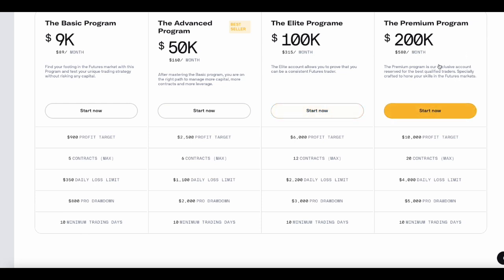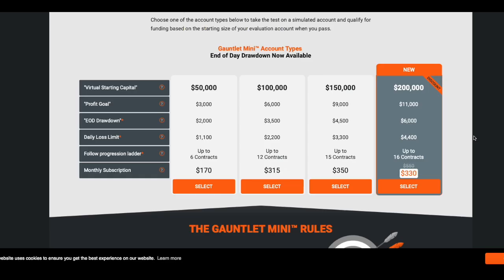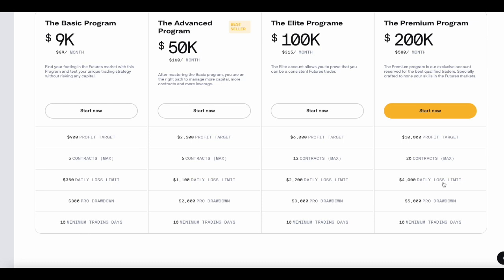I got plenty to keep me busy. Anyways, back to the matter at hand. They have a 200K, 10,000 profit goal, whereas Earn2Trade's was 11, and 20 contracts out of the gate. Now, the daily loss limit, a pro drawdown is like end of day drawdown, is tighter. I mean, that one was 5,000 for here and 4,000 for the daily loss limit. So daily loss limit, not too far off the mark. Lots more contracts though, and all in one self-contained program.